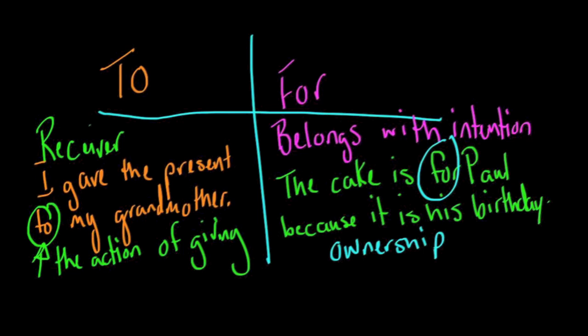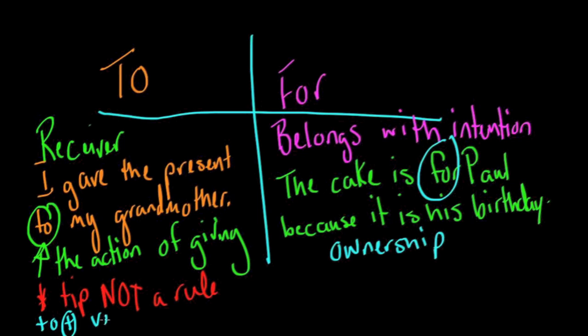So just last thing with to and for is a quick hint or tip. This is not a rule. I'm going to stress that, not a rule. But generally, to plus a verb and for plus a noun. Let me give you an example of this.